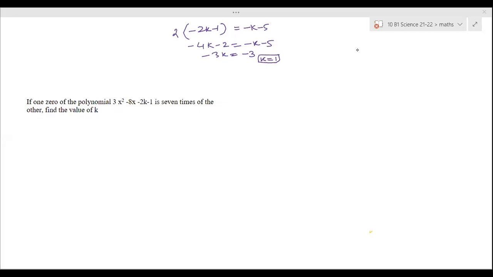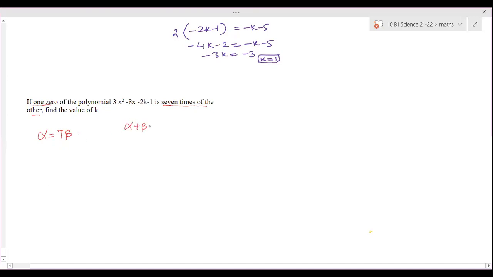Alpha is 7 times beta. This is what they have given. Then find first the relations.